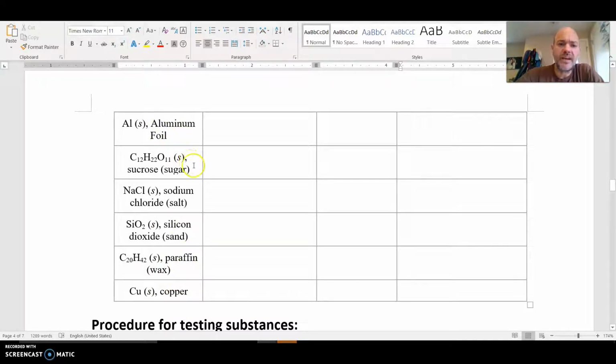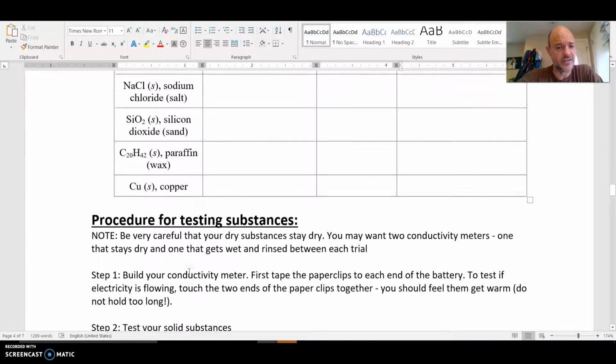Aluminum foil you might have, sugar you might have, salt you might have, sand you may or may not have. Well, I would advise against grabbing it from outside because it's not likely to be pure sand, but maybe you've got some sand lying around. That's something you can try. And then paraffin, maybe you've got some paraffin wax, maybe you don't. Don't worry about it if you're testing it on your own.